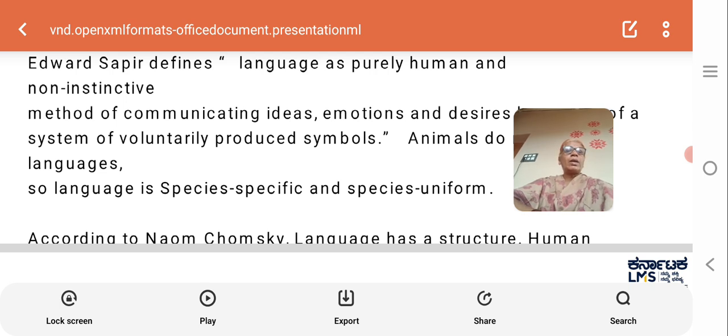Language has a dynamic quality. It is constantly evolving and changing over time. New words are added, meanings shift, and grammatical structures adapt to the needs of the speakers and the changing world. So, language is a conscious system of communication. It is systematic, dynamic, creative, productive, and social.